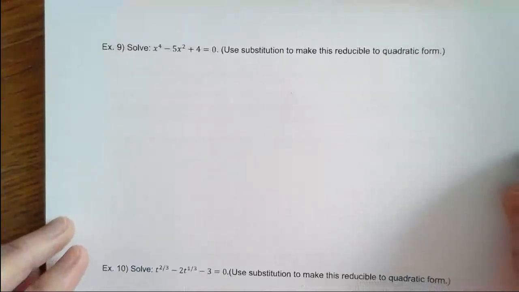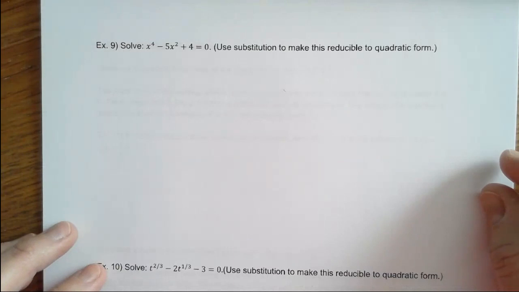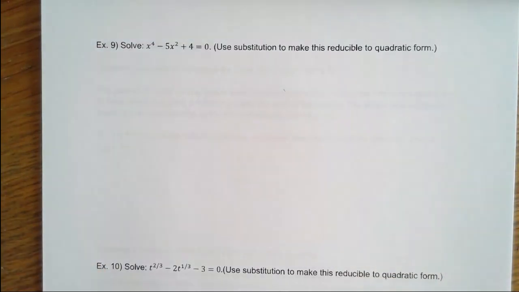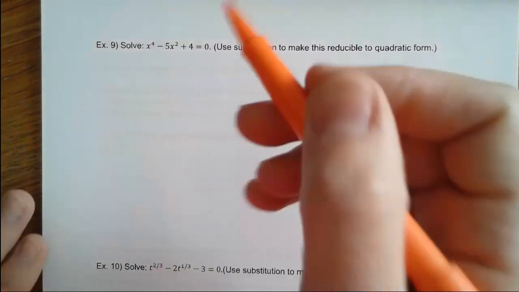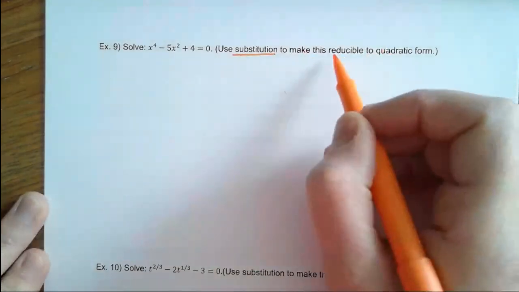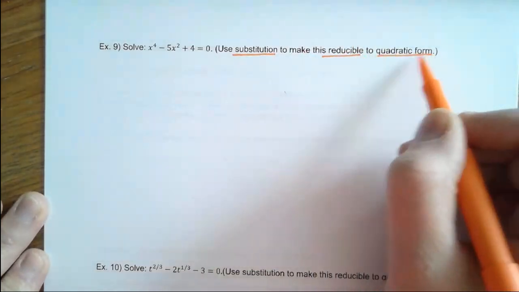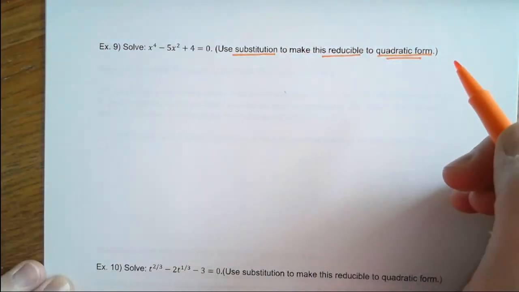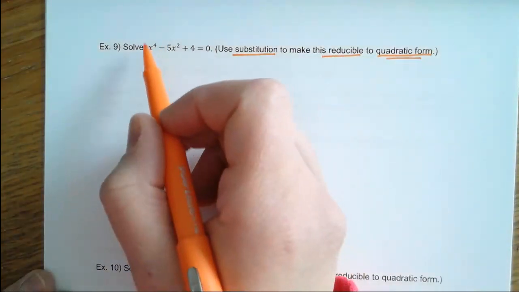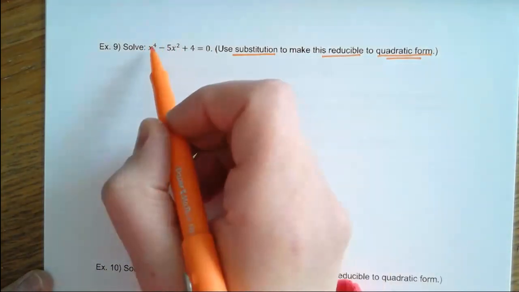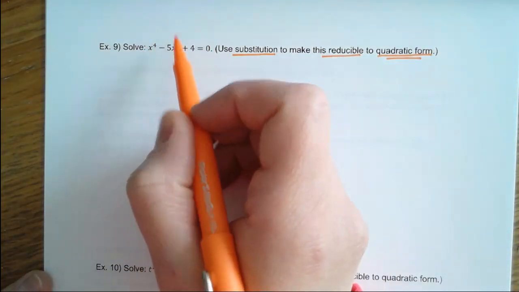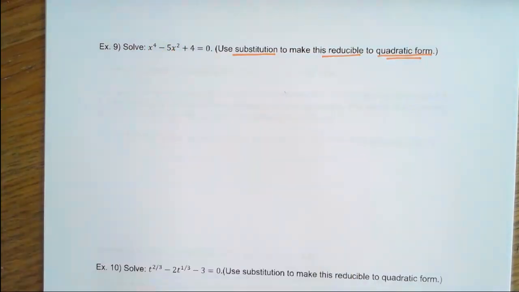All right, I want to do two examples here that kind of look like quadratics, but they're not quite there. So we use something called substitution to make them reducible to quadratic form. So basically, we kind of make them look like quadratics. So if you look at this one, it's pretty similar to what we've done, but instead of having a square and a regular x here, I have a 4 and a 2, right? The powers are off, but otherwise it looks pretty similar.